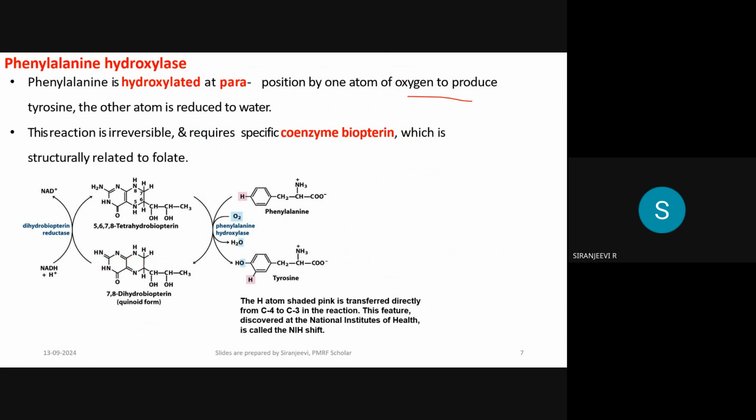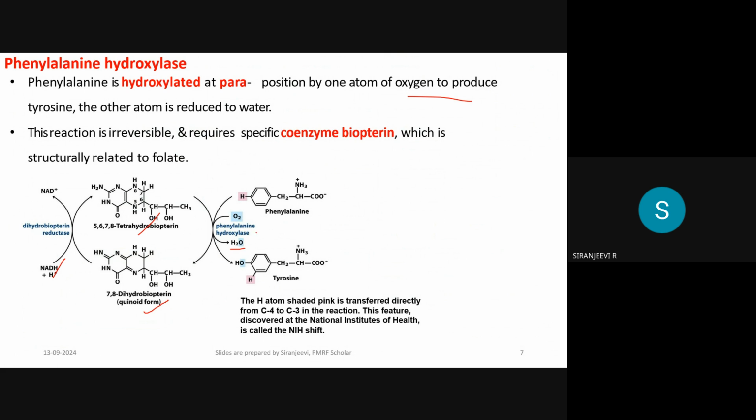The active form of biopterin is 5,6,7,8-tetrahydrobiopterin. Whenever it forms the H2O molecule, this tetrahydrobiopterin will be converted into 7,8-dihydrobiopterin, which is a quinonoid form. Then again, in the presence of dihydrobiopterin reductase, one molecule of NADH plus H plus will be used, and it will be formed again as the active form of tetrahydrobiopterin.